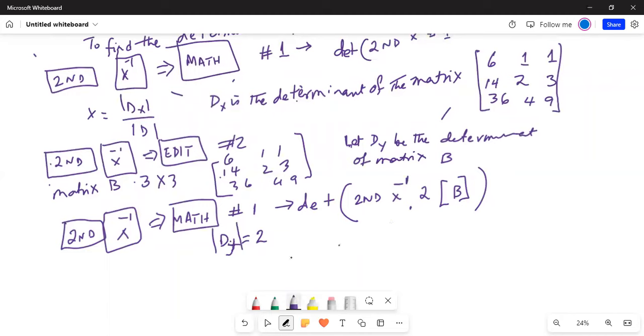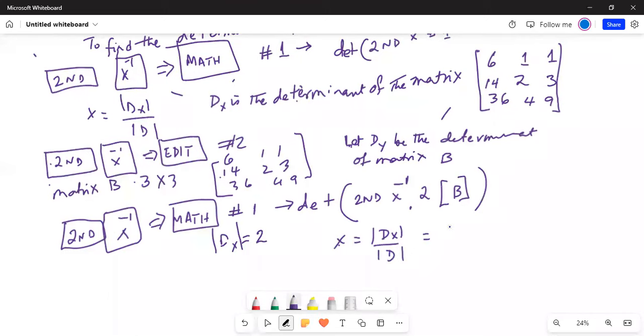So what is x? So let me correct this carefully. We are finding the determinant of x because we replace the first column by the constant terms. So let me erase this. So this is dx, okay, because I replace the first column in the matrix of coefficients with the constant terms. So dx is 2. So what is x now? x is determinant dx divided by determinant d.